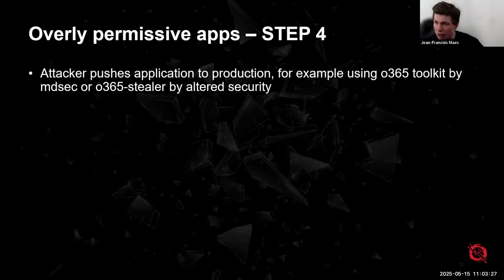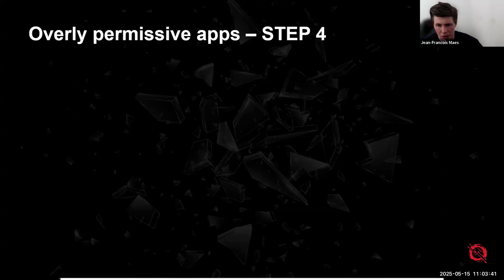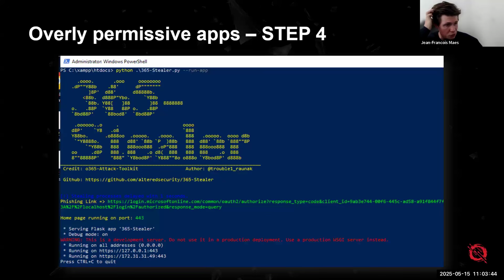Now, there are toolkits out there, completely open source, that allow us to basically piggyback on these applications. One of the tools out there is Office 365 Toolkit by MDSec or O365 Stealer by Altered Security. So what I'm doing here is I'm creating an application and I will use this particular application to host it. And here you can actually see what's going to happen. I'm going to send a link to a user. And if you take a good look at this link, you're going to see that this link is a legitimate Microsoft link.